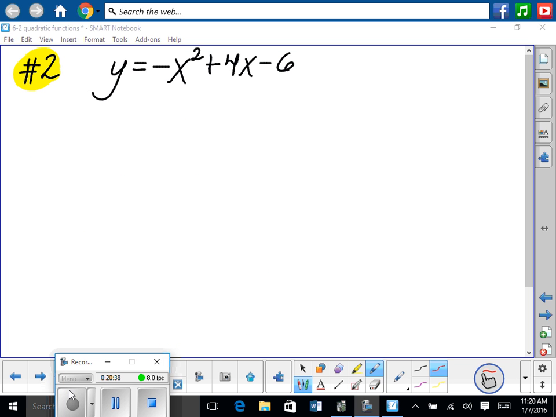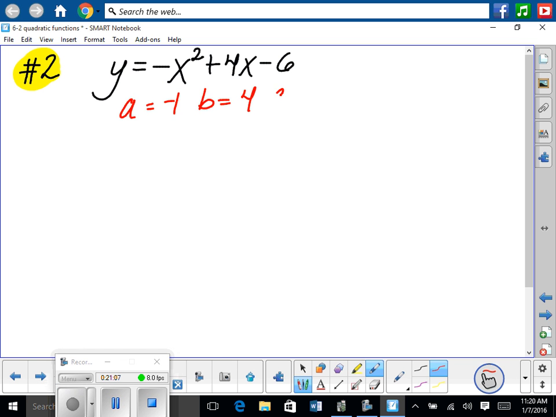Problem number 2. Okay, so read the directions with me. It says, find the equation of the axis of symmetry and the coordinates of the vertex of the graph of each function. So we're just doing the first 2 steps of what we've just done for graphing, right? Finding the axis of symmetry, finding the vertex. But we don't need to graph it. You should all be looking up here. What's my a value? What's my b value?